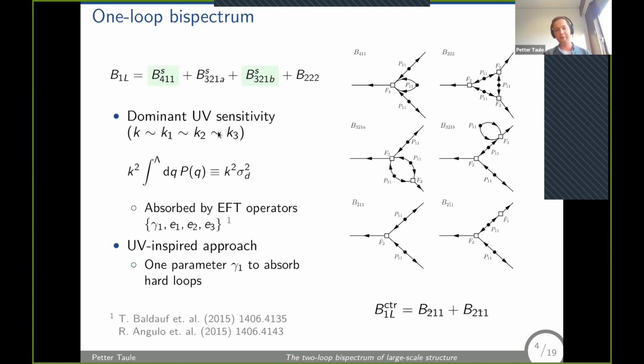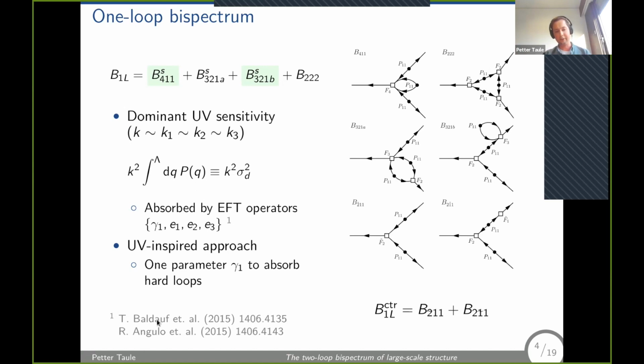If we take all external momenta to scale as one overall k, for example for an equilateral configuration, then the UV sensitivity comes from the 411 and 321 diagrams, which is this one and this lower right one here, because these have the daisy loops, which give the dominant UV sensitivity, proportional to k squared times the displacement dispersion, defined here as sigma d squared. The other two terms would enter as k to the 4th and k to the 6th overall scale, which would make them next order in the gradient expansion, so we don't include them in the analysis here.